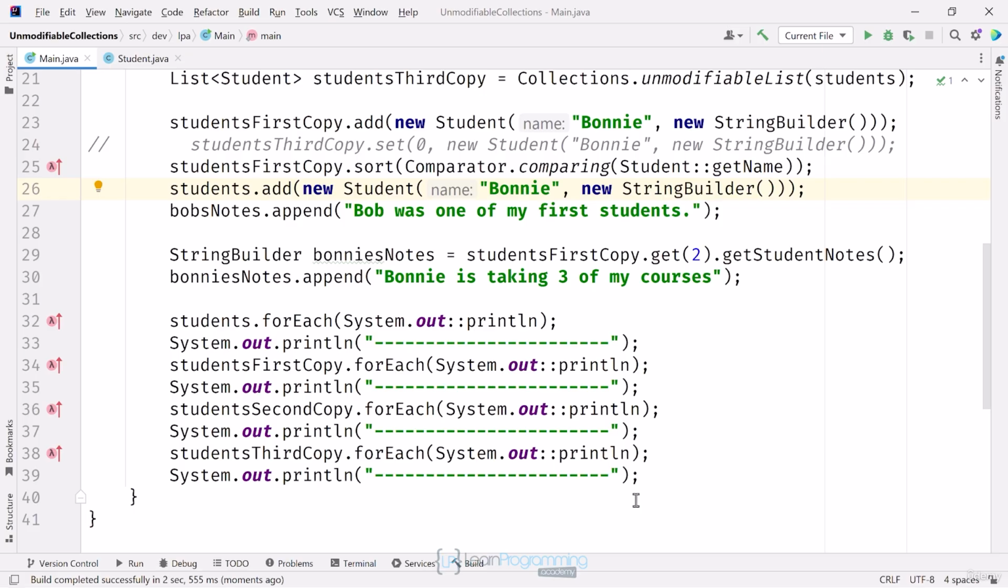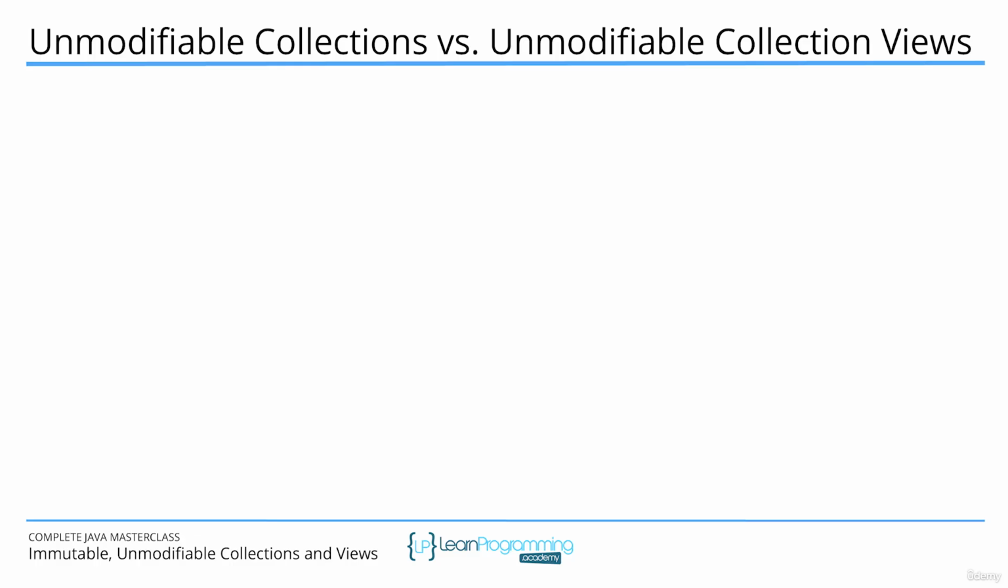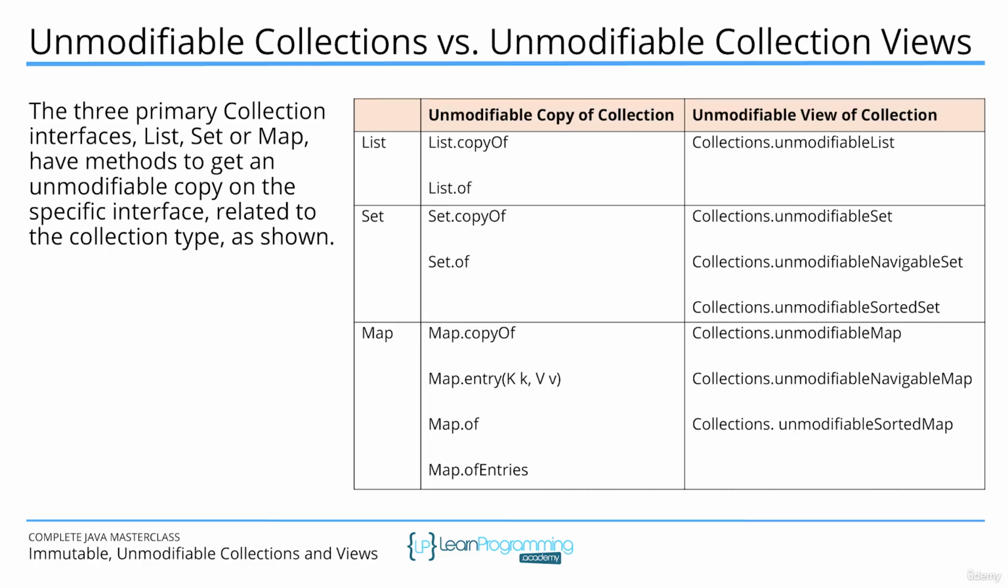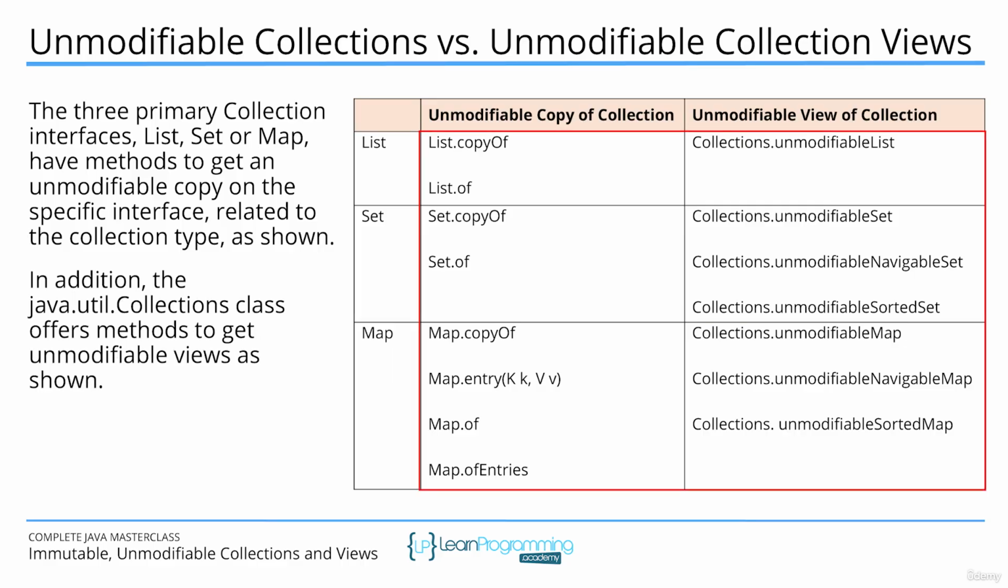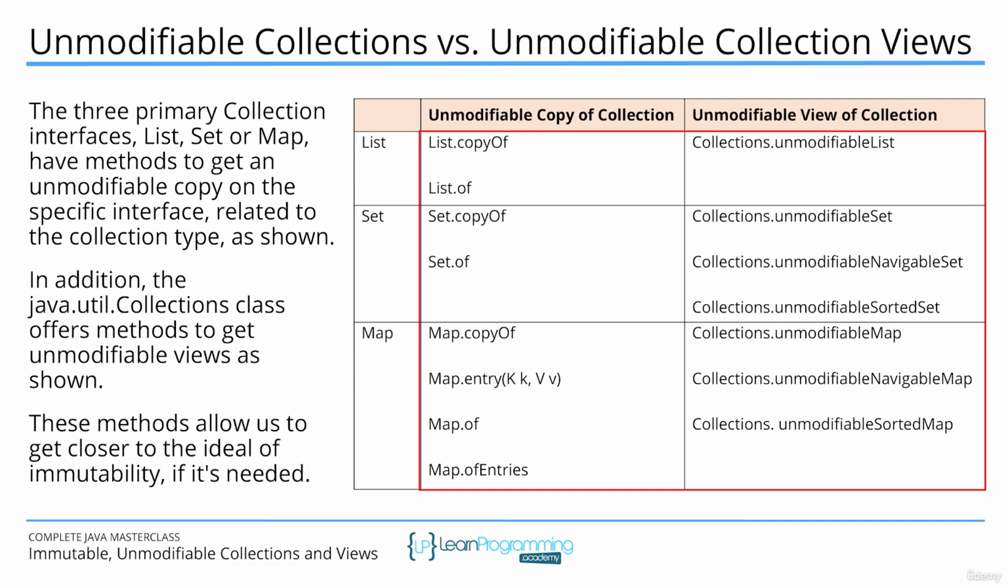Let me show you a slide now with the unmodifiable collections available to us. The three primary collection interfaces, List, Set, and Map, have methods to get an unmodifiable copy on the specific interface related to the collection type, as shown. In addition, the java.util.Collections class offers methods to get unmodifiable views, as shown. These methods allow us to get closer to the ideal of immutability if it's needed.